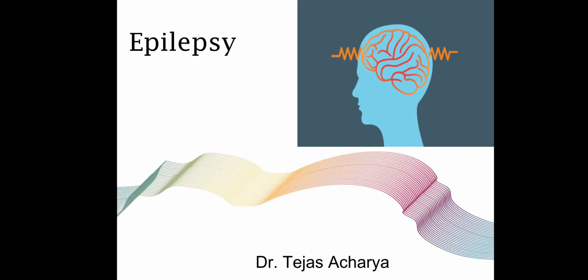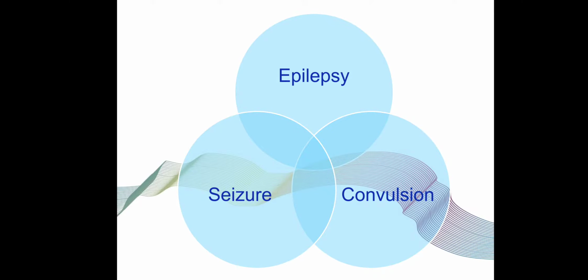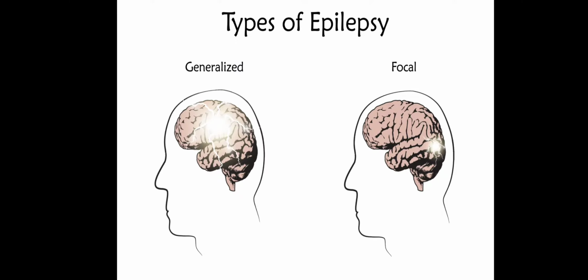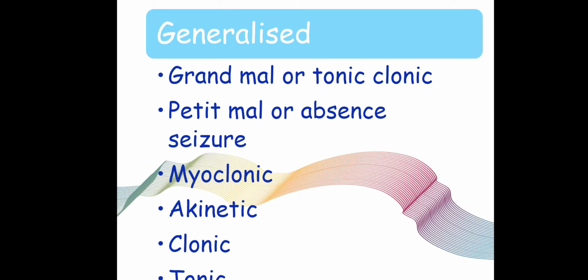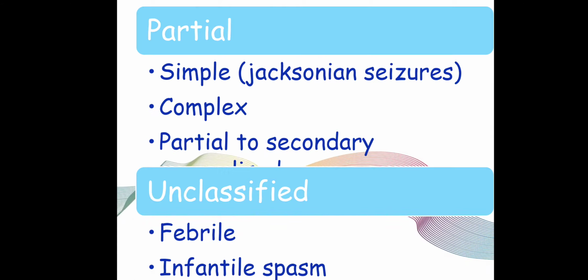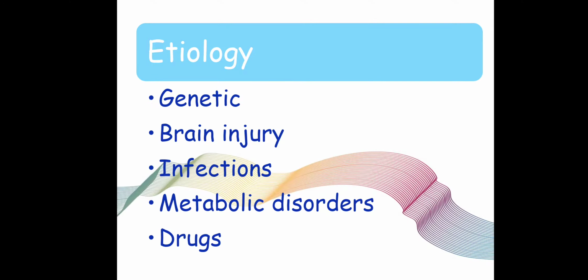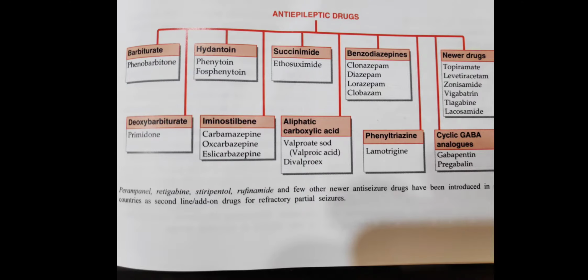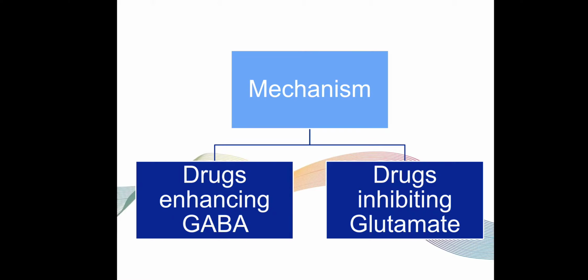Welcome to the second video lecture session of the topic epilepsy. Hope you have seen the first video of the topic epilepsy. In the first video we discussed the basic things of epilepsy and various types of epilepsy, generalized and focal, then subtypes of generalized epilepsy and partial epilepsy, and then the classification, especially the classification based on mechanism, which was more important to understand the mechanism of action.